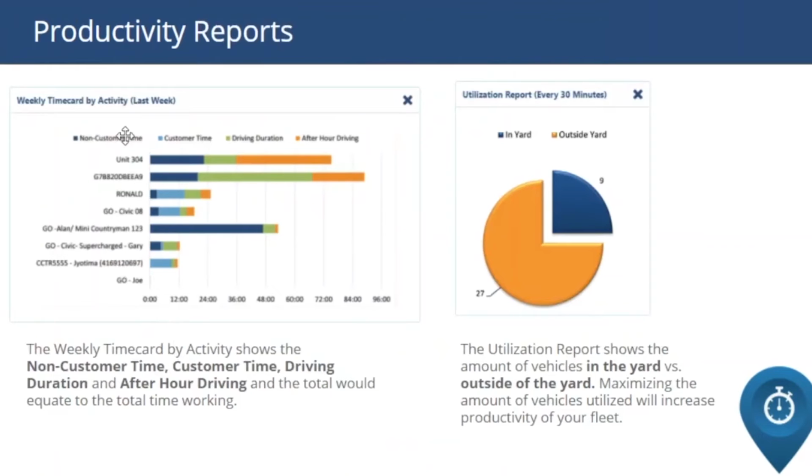The weekly time card by activity report displays a bar graph showing how a driver's total time working is split between non-customer time, customer time, driving duration, and after-hours driving. Using this information, you can set expectations for your drivers. The utilization report here shows how many devices are in the yard versus outside of the yard. You can use this information to maximize the amount of vehicles utilized in order to increase productivity of your fleet.